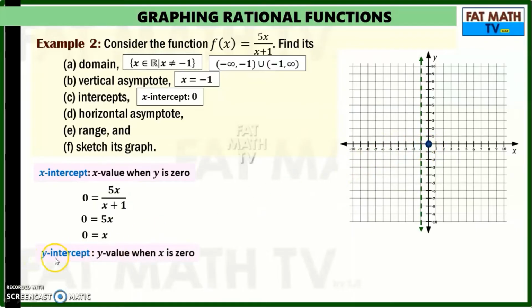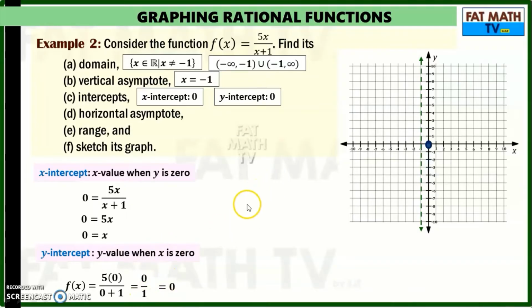And then for the y-intercept, the y value when x is 0, so make this x 0. So you will have 5 times 0 over 0 plus 1. 5 times 0 is 0, and 0 plus 1 is 1. 0 divided by 1 is 0. So the y-intercept is 0.